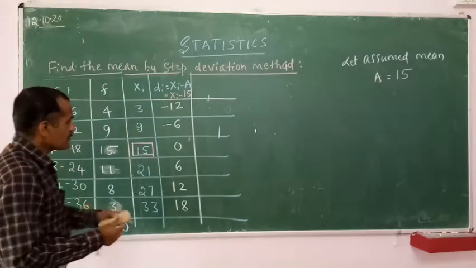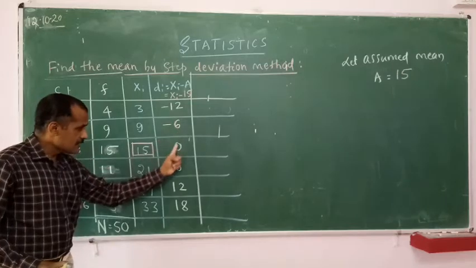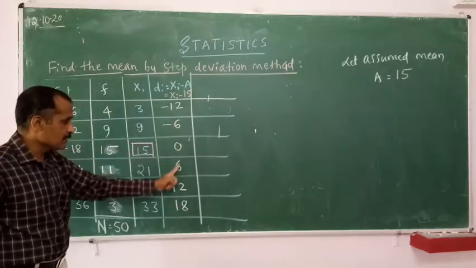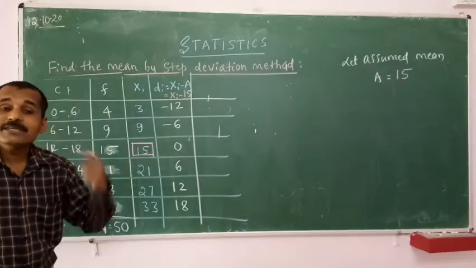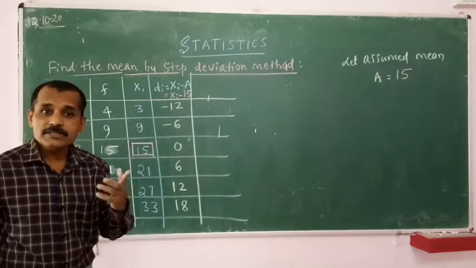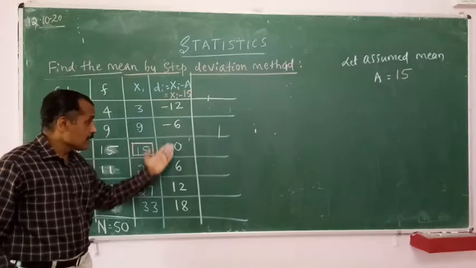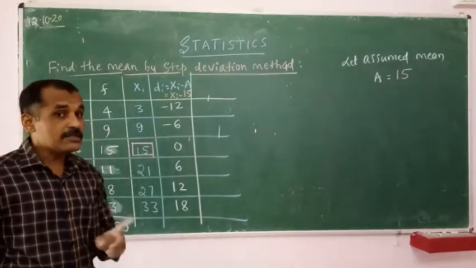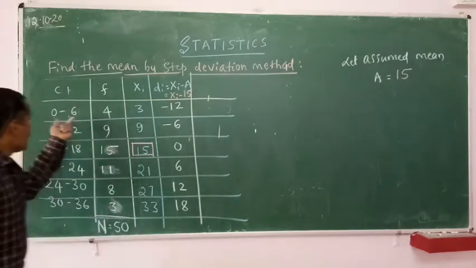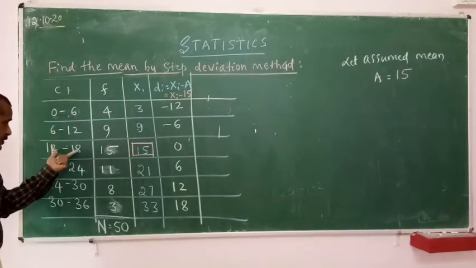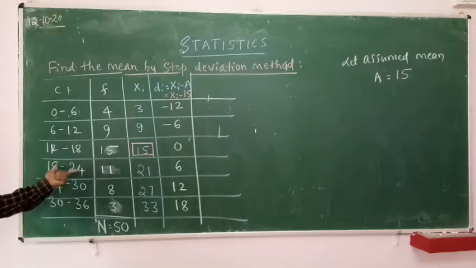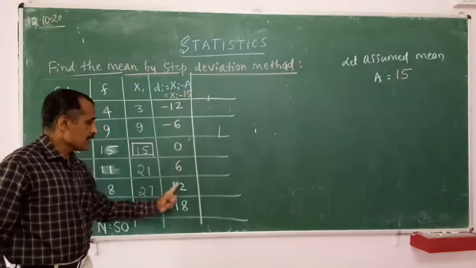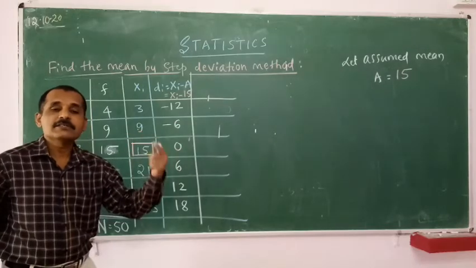Now listen to me, students. All these numbers that you are finding, except 0, are multiples of 6. Or I can say all these numbers are divisible by 6. See, because the size of the class interval is 6. Listen very carefully. Since the size of the class interval is 6, these numbers are divisible by 6.